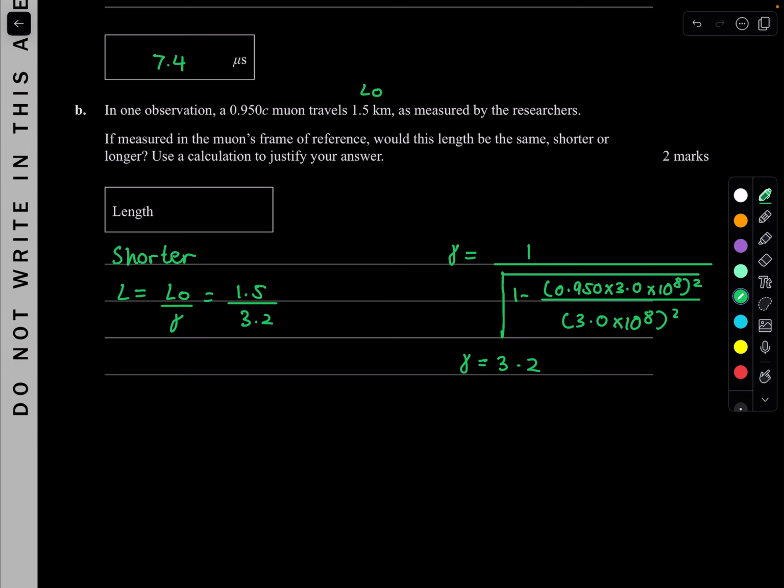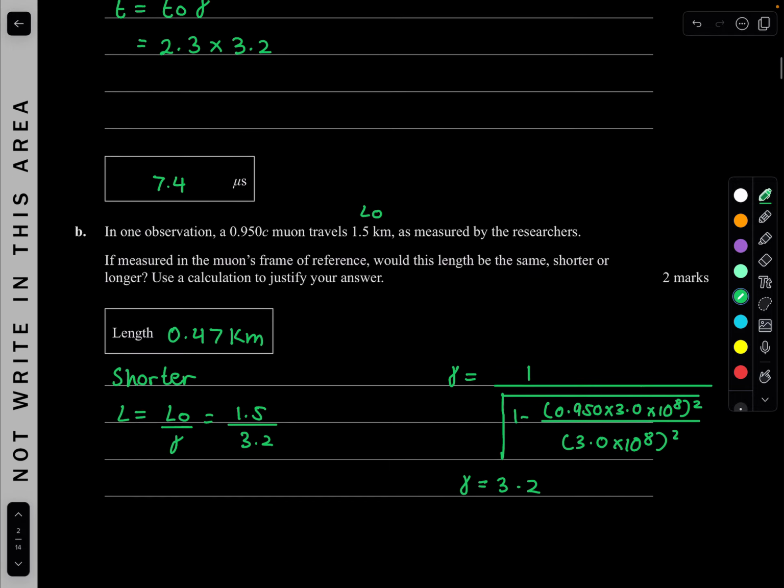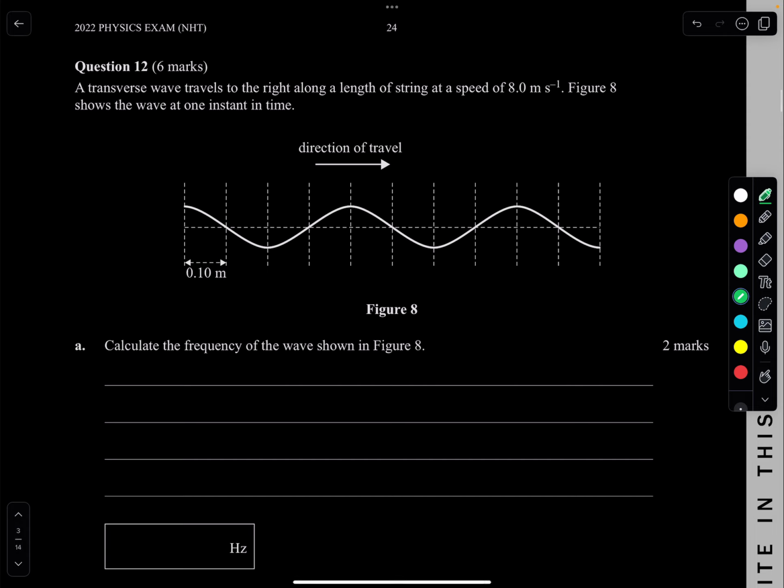Now, it's not saying in meters, so I don't have to change kilometers to meters. So I'm just going to leave it as kilometers. 1.5 divided by that. So I basically get, to two decimal places, 0.47 kilometers. That is it. That's going to be the contracted length. That looks great. Any mistakes? Look, it looks nice. Beautiful. Let's have a look at this.